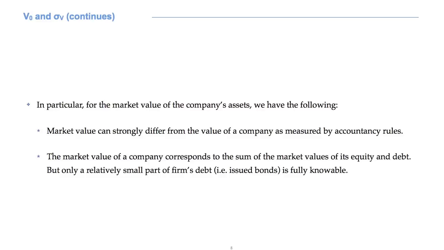Moreover, the market value of a company corresponds to the sum of the market values of its equity and its debt. But while the market value of equities is known, if the company is publicly traded, for what concerns liabilities, only a relatively small part of the firm's debt is fully known. For example, we may know issued bonds, but other types of debt are more difficult to observe: loans, commercial debts, etc.